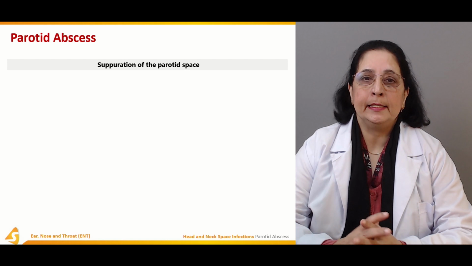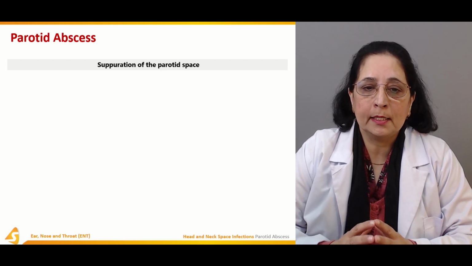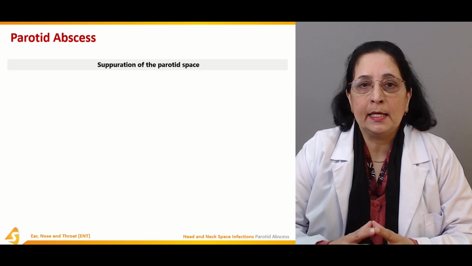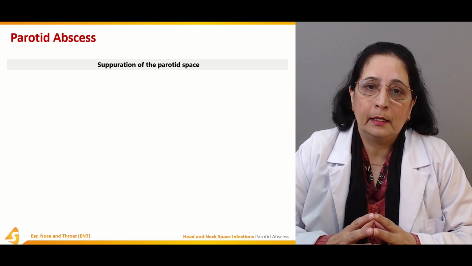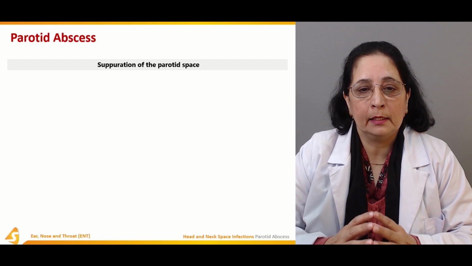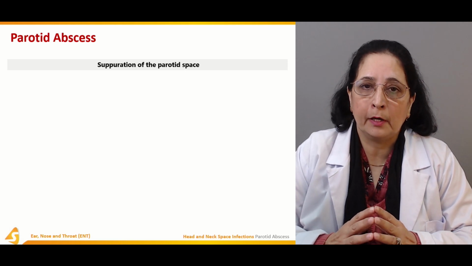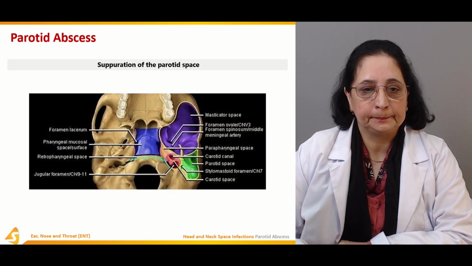Parotid abscess is the suppuration or abscess in the parotid space. Parotid space is the space where the parotid gland is located. So abscess of the parotid space or suppuration of the parotid space is known as the parotid abscess.